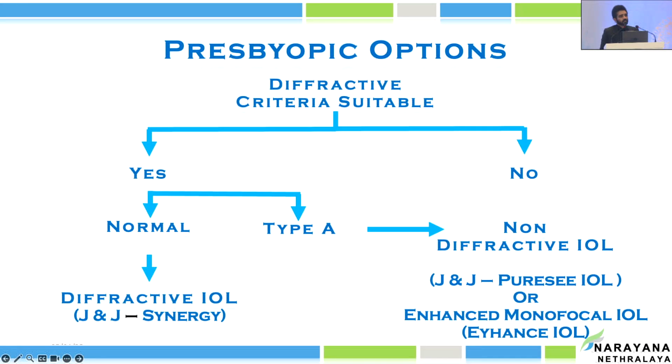Now, if the patient is not suitable for a diffractive IOL, you can either regularize the cornea so that it becomes more regular, and then go with the diffractive, or you don't do anything and just go ahead with the non-diffractive. So this is a simple decision tree which really helps you decide which patient gets what, and the patient also finds it easy to comprehend.